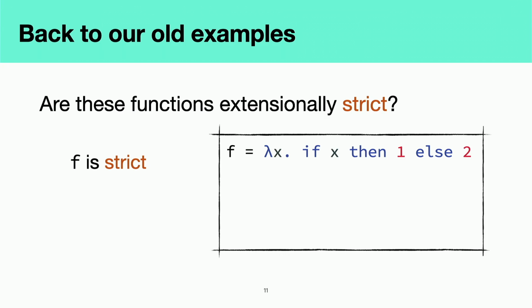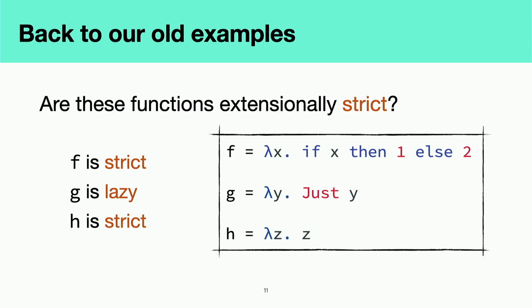Evaluation of the if statement will fail, f of bottom equals bottom, f is strict. G, on the other hand, is lazy. If we substitute in bottom for y, we will get the result just y. This is a constructor containing an aborting expression or a failing expression, but it is not itself bottom. G of bottom is not bottom, and therefore G is lazy.